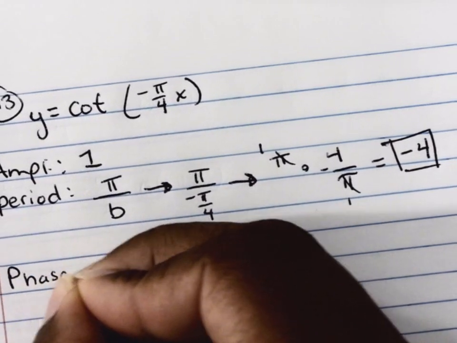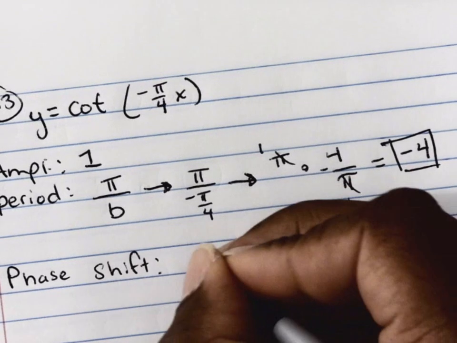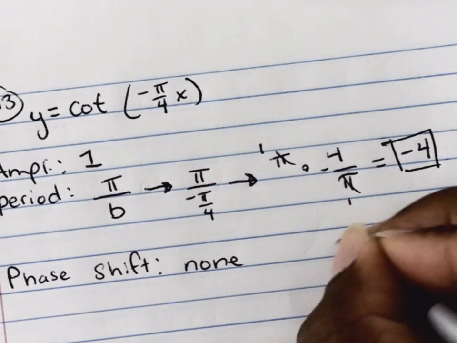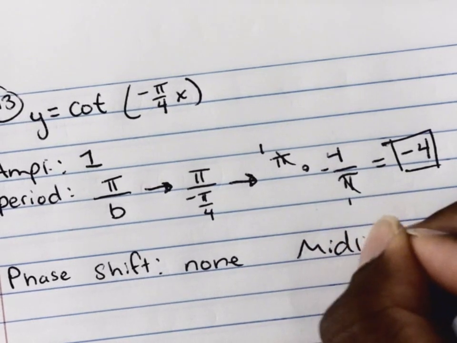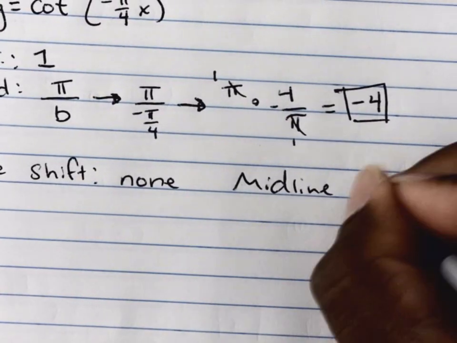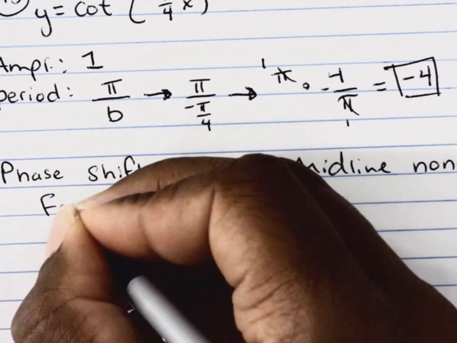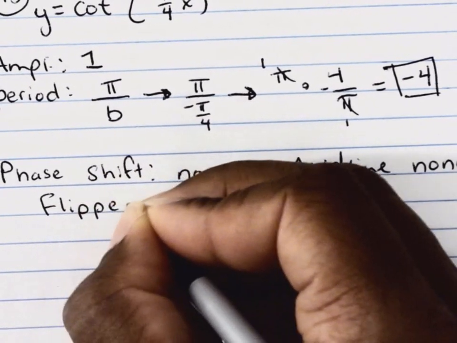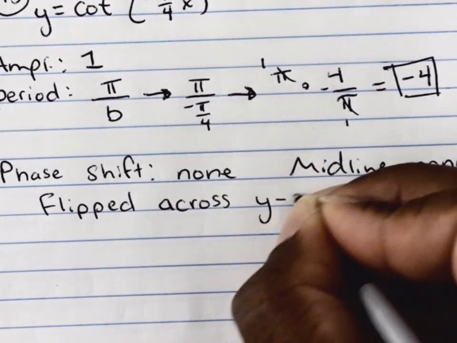Phase shift, none. We'll get to phase shifts later. Midline, also none. And then we do have a reflection or flipped. It is flipped across the y-axis because b is negative right here.